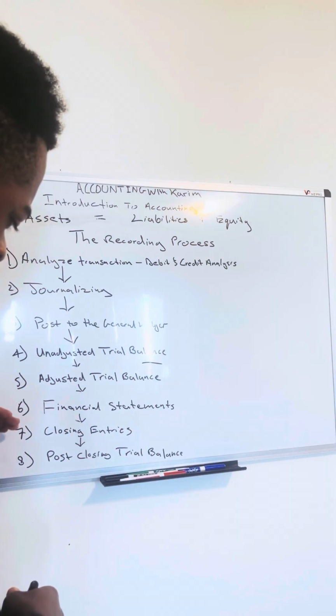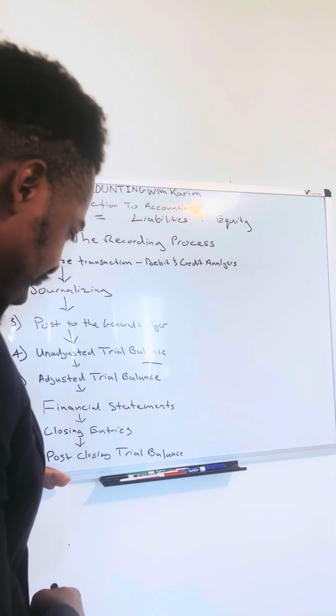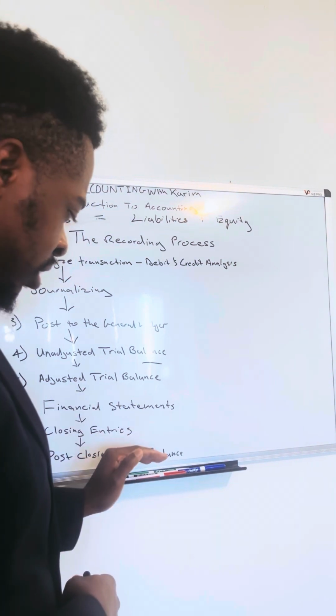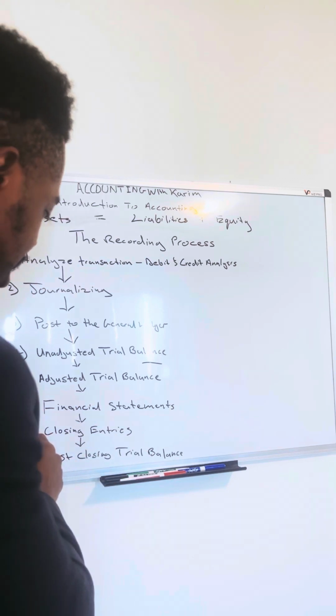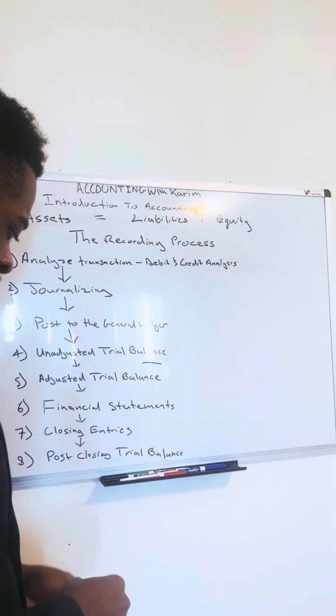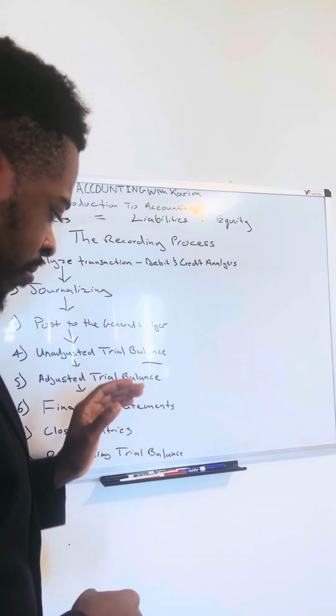But from step number 7 to step number 8, these are happening on an annual basis. So these are annual occurrences. And so step 7 is closing entries, and 8, the final step, is a post-closing trial balance.